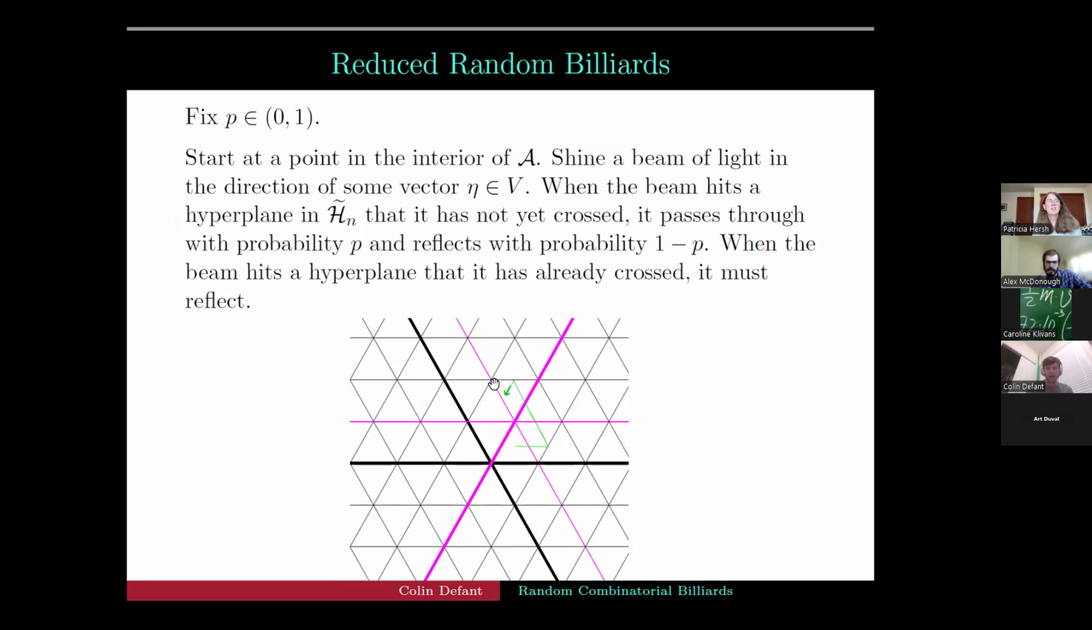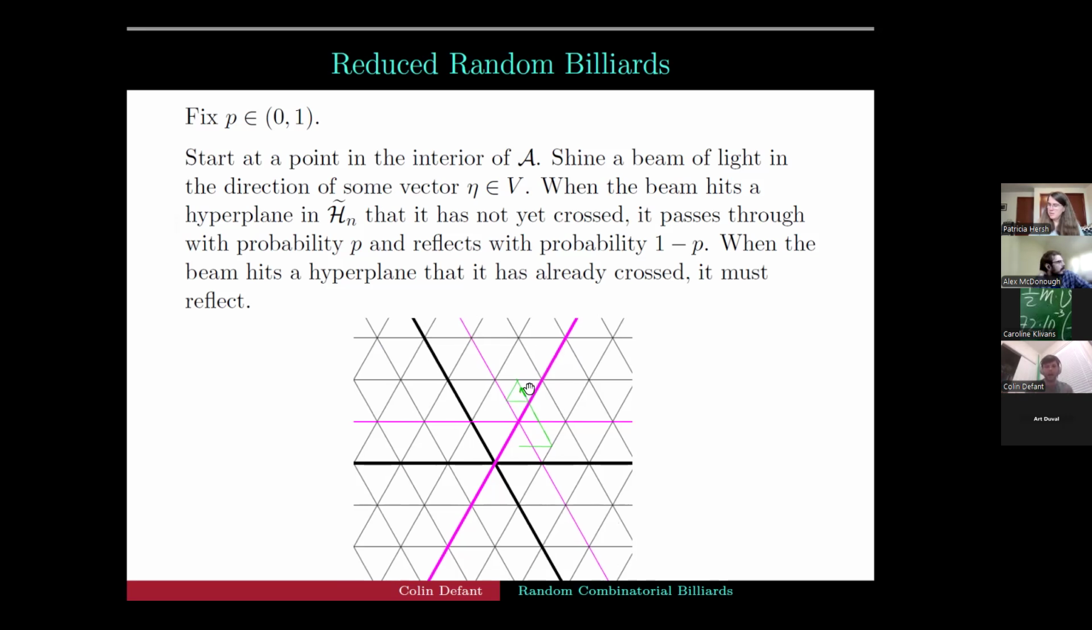Okay, if we reflect, now we're facing this direction, and we hit this pink line. And when we hit a pink line, we have to reflect. There's no other option. We have to reflect here. And then similarly, here we hit this pink line, and we have to reflect. Now we're going to hit this line again. We either pass through with probability p or we reflect with probability 1 minus p. Maybe this time we reflect again.